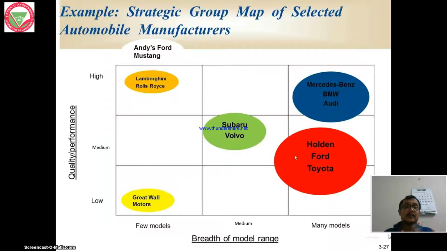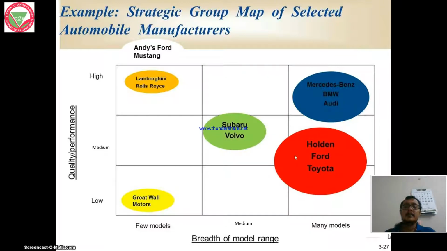Similarly, quality and performance and this breadth of model range are plotted against three key bases. One is few models, second is medium models, third is many models. A company that has only one or two models on offer is called few models. Like currently the Kia Seltos, it's the only model offered in India. In the coming months many other vehicles are going to be offered by Kia Motors, but currently only one model they have launched in India.